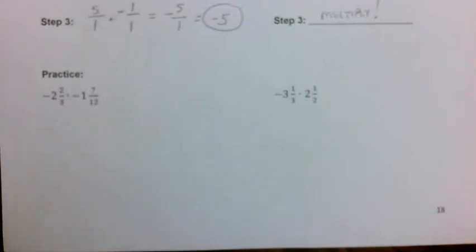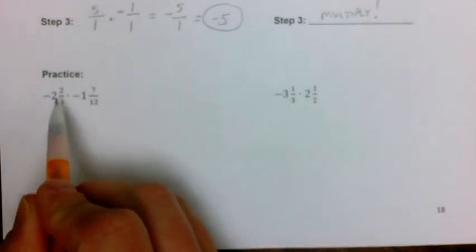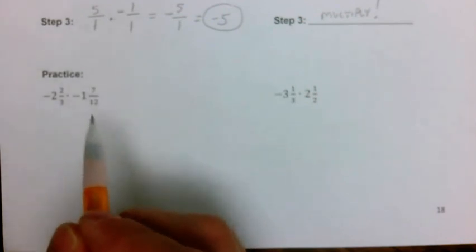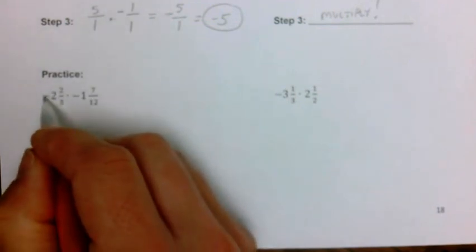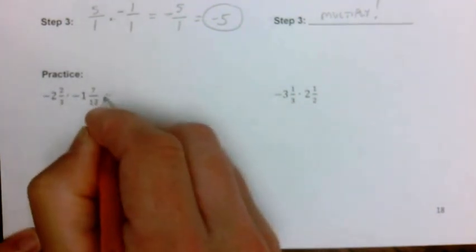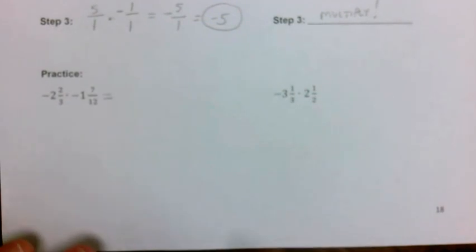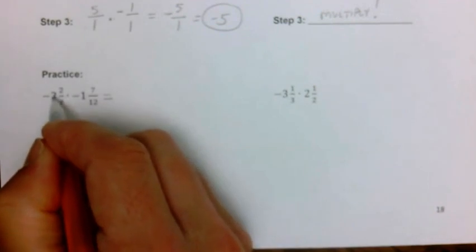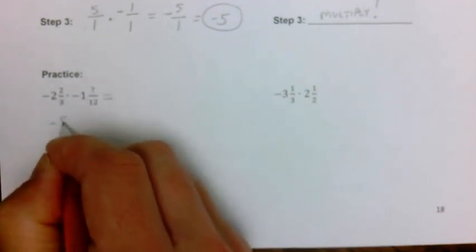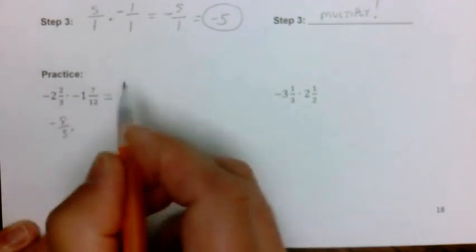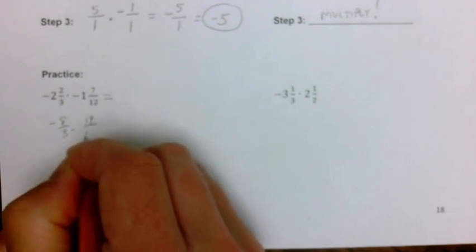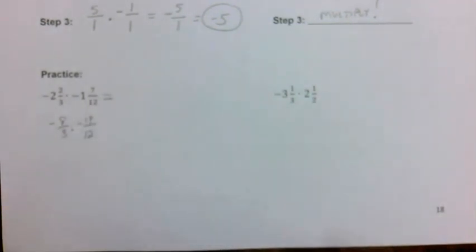Let's go ahead and practice multiplying our mixed numbers together. In this example, we have negative 2 and 2/3 times negative 1 and 7/12. And looking at my signs, I know a negative times a negative will be a positive. So I'm going to have a positive answer here. Let's change our mixed numbers into fractions. 3 times 2 is 6, plus 2 is 8, so that's negative 8 thirds, times 12 times 1 is 12, plus 7 is 19 over 12, and that also was negative.